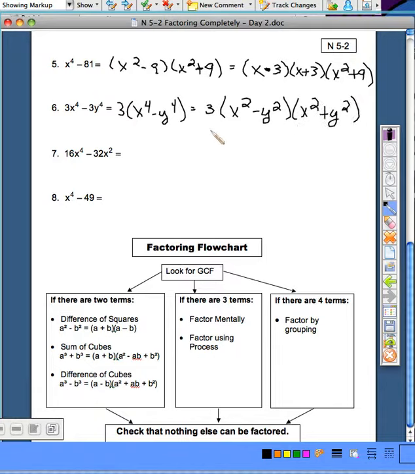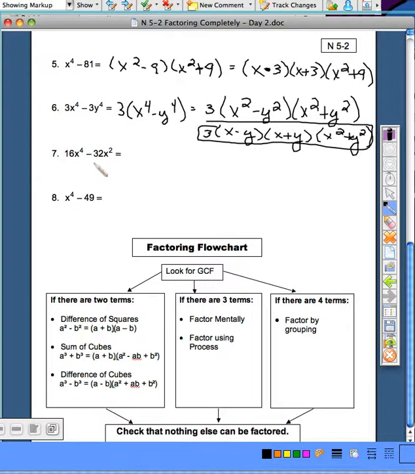And then we can further factor this. X squared minus y squared is x minus y times x plus y, and we still have x squared plus y squared. And so break these down as much as you can when you factor. Here we have a greatest common factor of 16x squared. So I'm going to factor out 16x squared. And that's going to leave me with x squared minus 2. This is not a difference of squares. So this is the best I can do on this factorization.